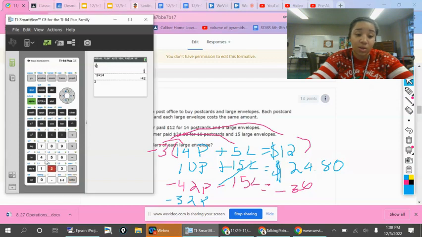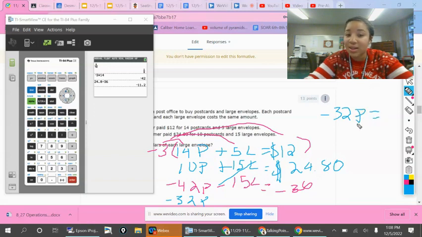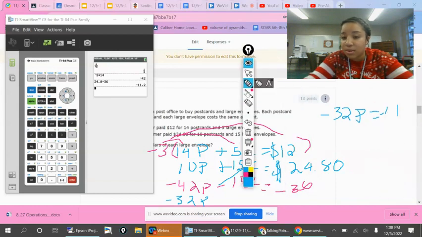Let's see what that is. 24.8 minus 36, and I get -11.2. So I have -32p equals -11.2. I'm sorry, this is so sloppy. It works? Thank God, I was worried.